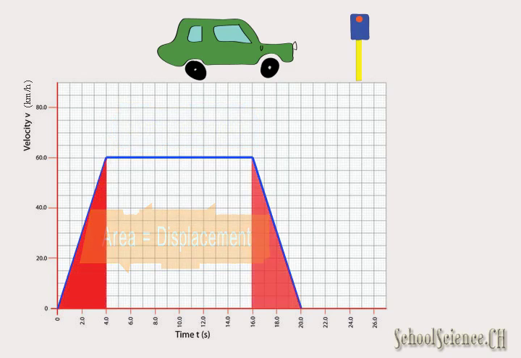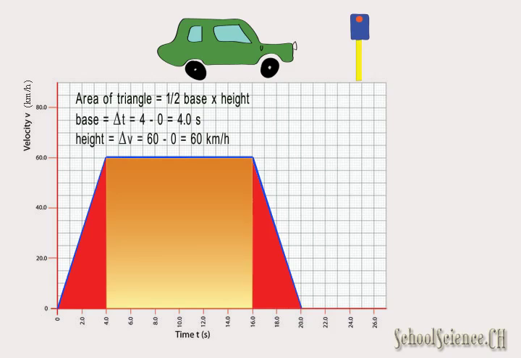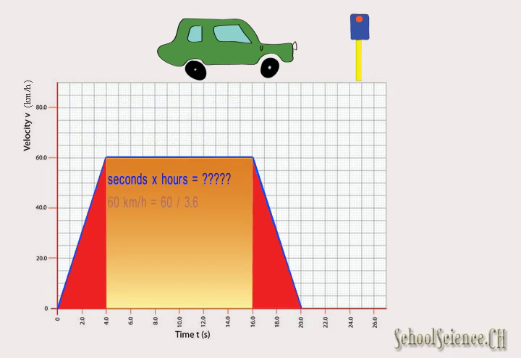If we look at the graph, we can see that it is made up of two small triangles and one large rectangle. The area of a triangle is half its base times its height. In this case, the base is the time interval delta t, which is 4 seconds, and the height is delta v, which is 60 kilometers per hour. But how can we multiply seconds and hours? Well, we can't, so we have to convert the units.